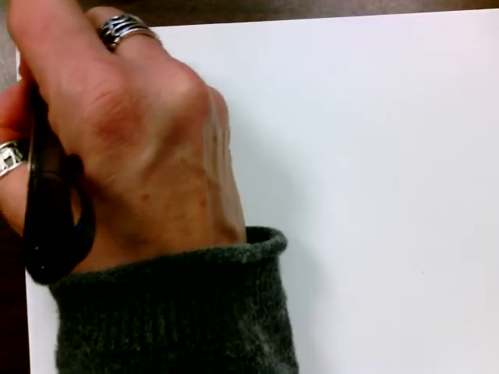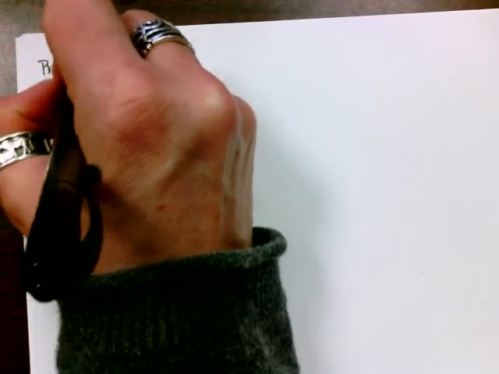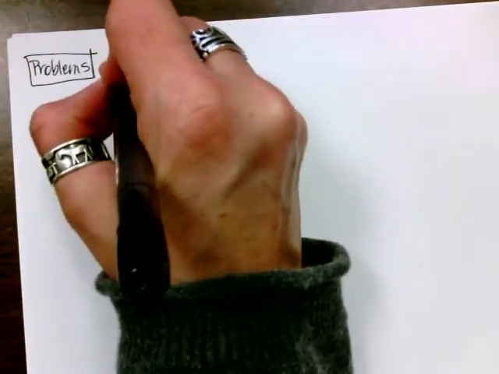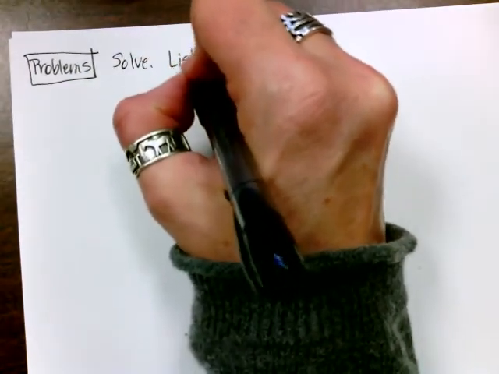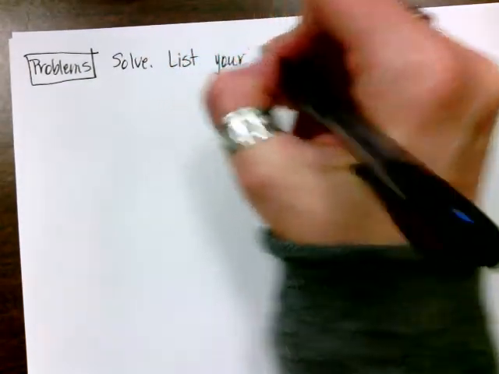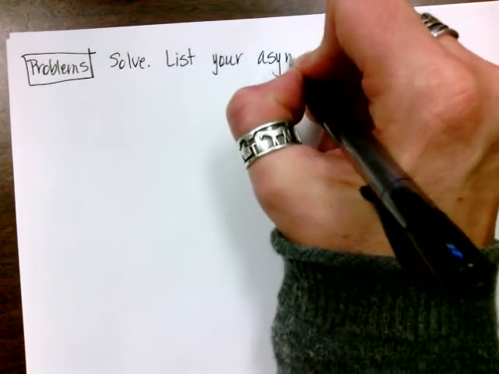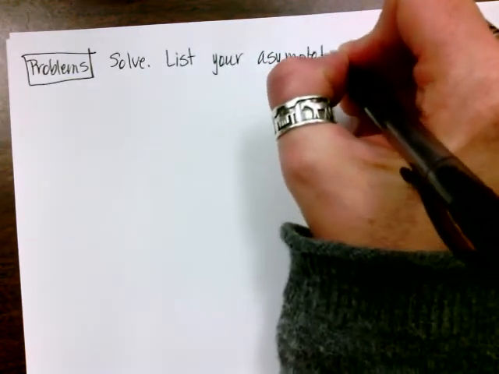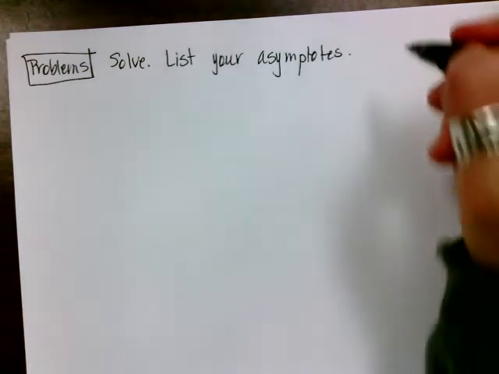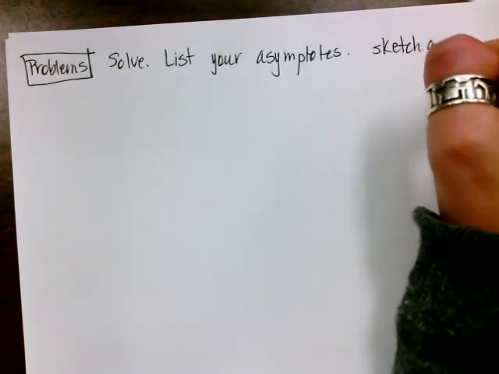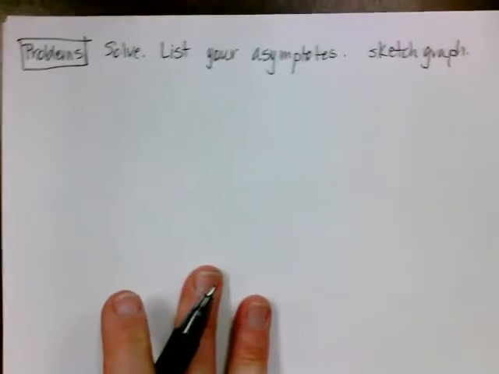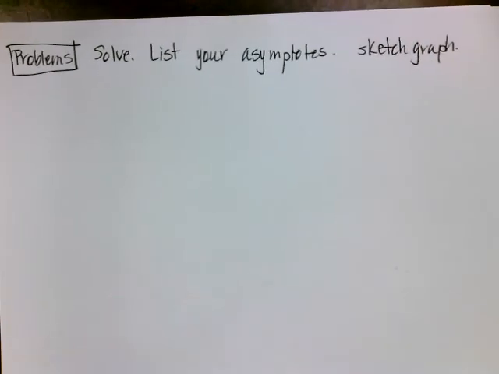But let me give you your problems to start. Alrighty. All of these are going to say solve. Okay, so you do want to list your asymptotes because that's helpful when we're solving. And then you're going to want to sketch the graph, because that's really helpful in writing the interval notation.